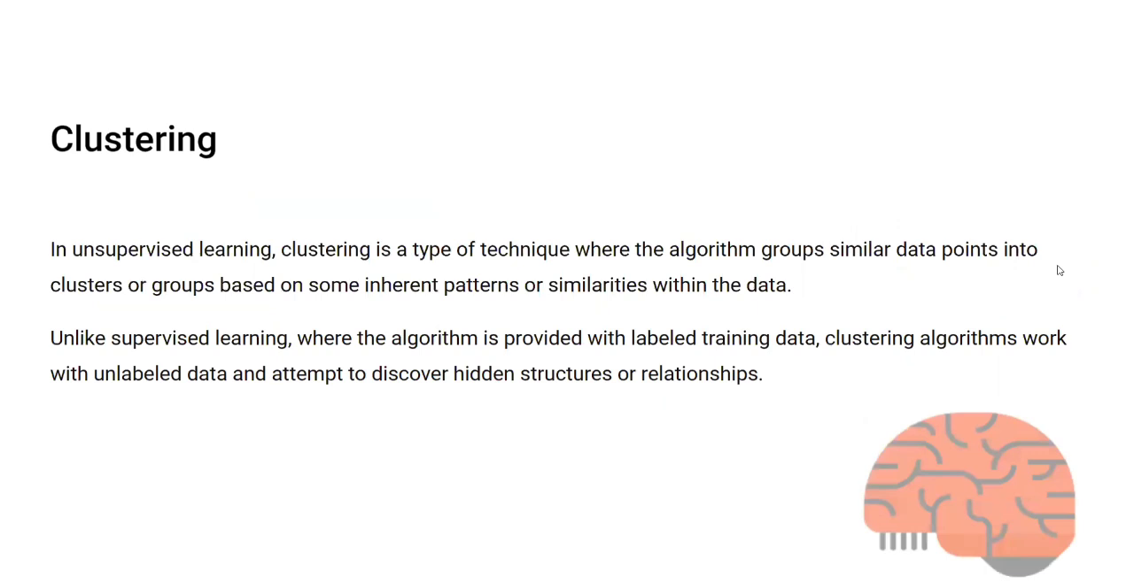Clustering. In unsupervised learning, clustering is a type of technique where the algorithm groups similar data points into clusters or groups based on some inherent patterns or similarities within the data. Unlike supervised learning, where the algorithm is provided with labeled training data, clustering algorithms work with unlabeled data and attempt to discover hidden structures or relationships.